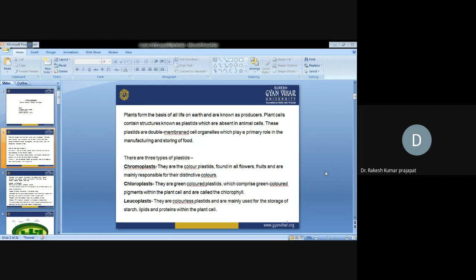Basically, plants form the basis of all life on this earth because they are known as producers. These are the first line of producers. Plant cells contain structures known as plastids. Each and every plant cell contains a particular structure known as plastid, which is absent in animal cells.